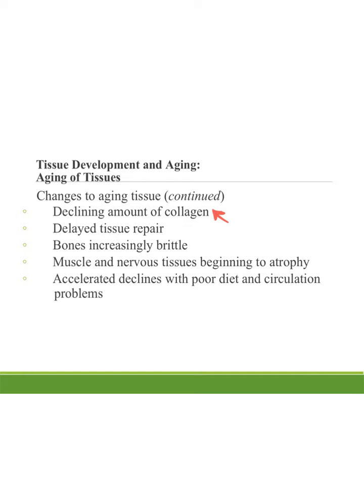Hair might become more brittle. Your tissues take longer to repair. Bones are not replacing their tissue as often, so they become weaker and more brittle. Muscle and nervous tissue begins to diminish if you don't use it. That's why it's important to do exercise and keep your brain active. And you can try to put off aging as much as you can by having a healthy diet and being highly active. People that have a poor diet, do not move around very often, which affects circulation, or might just have circulatory problems, are going to see aging of tissues much more rapidly.